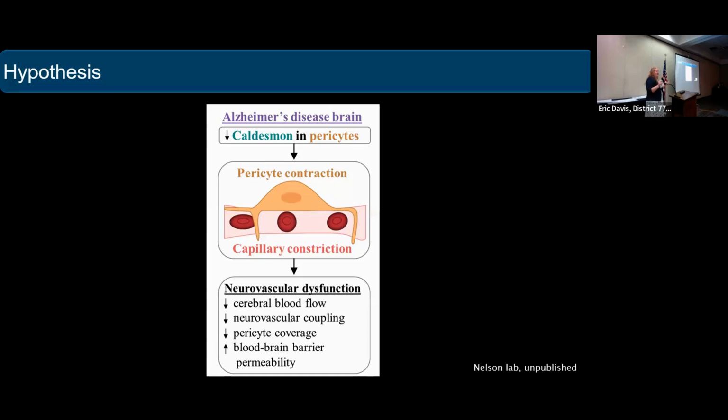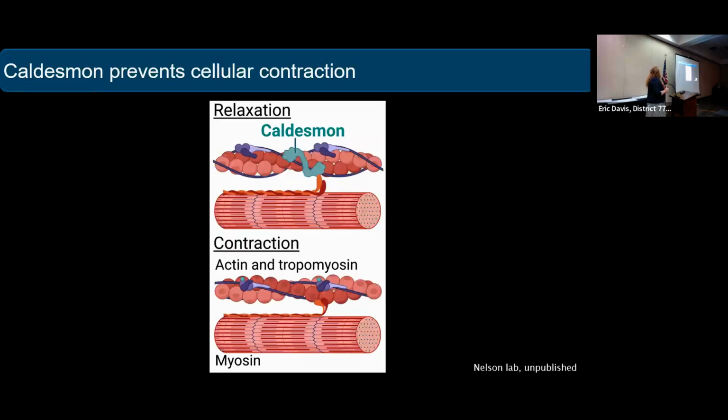So it's possible that if they just get too contracted, that could lead to their loss. And also we know that if they're lost, it could cause these blood-brain barrier problems. So this caldesmin protein that we're interested in actually inhibits contraction.